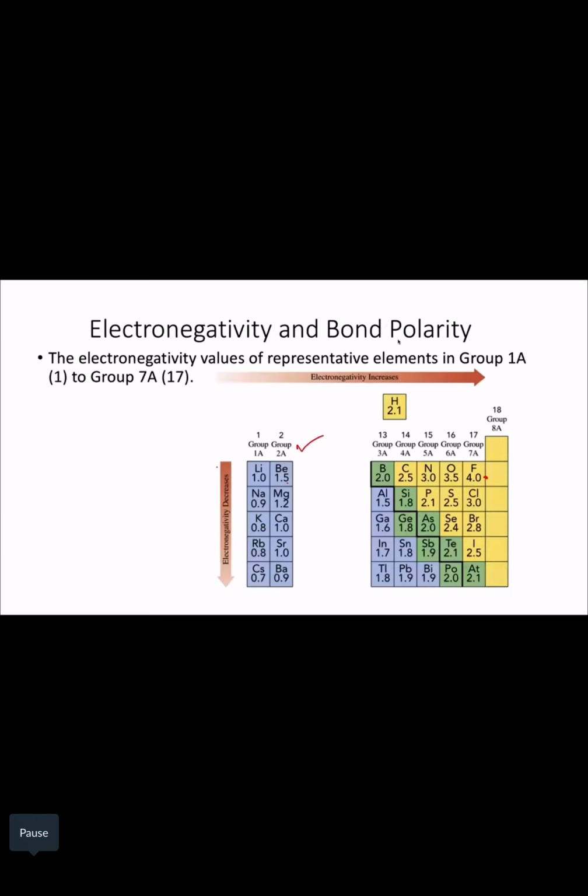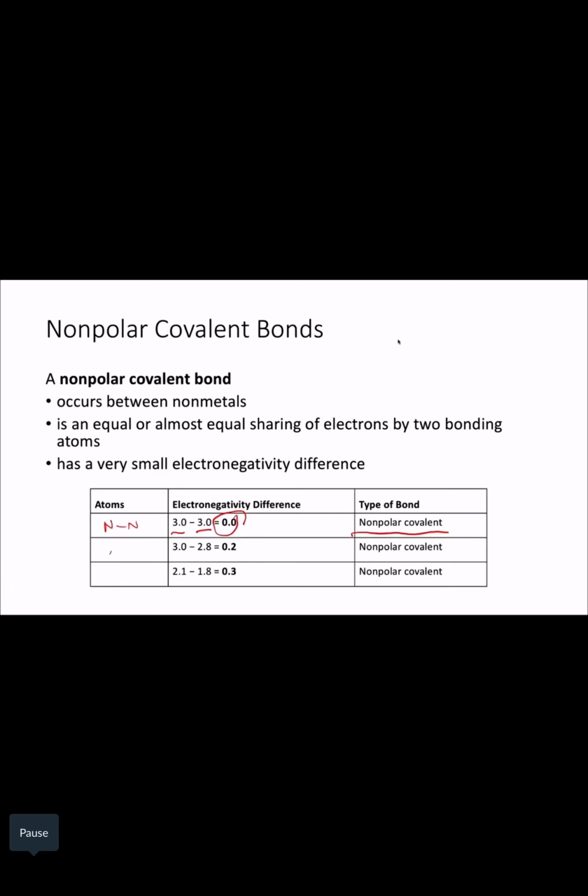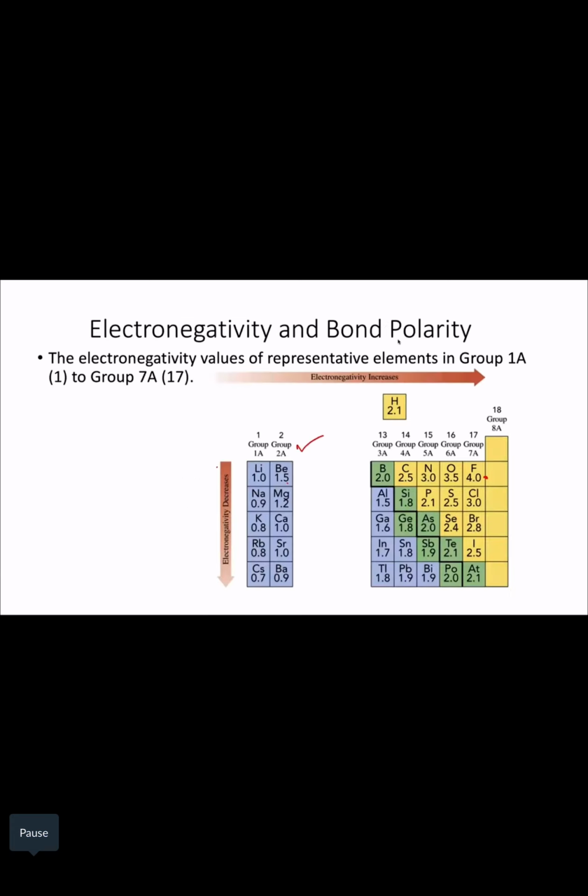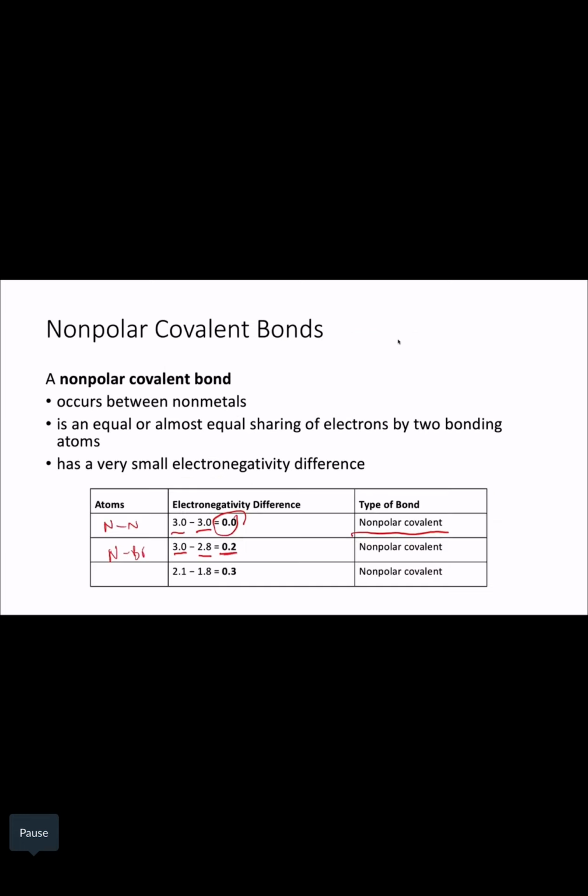Okay, so let's mix now a bromine with a nitrogen. If we subtract, we have 3.0 and 2.8 from the bromine. This is where I'm getting those numbers. 3.0 minus 2.8, we subtracted. Yes, there's a little difference, 0.2, but it's too negligible, so it's going to be nonpolar covalent.